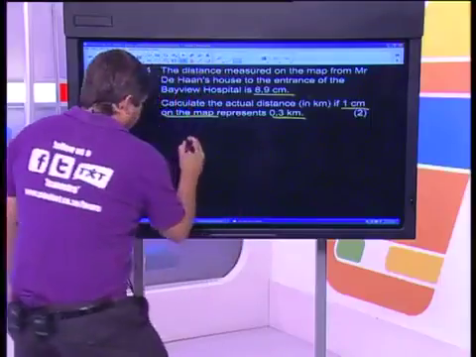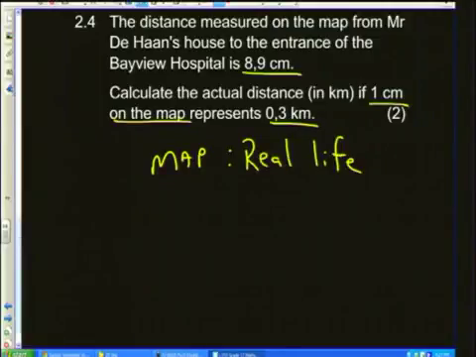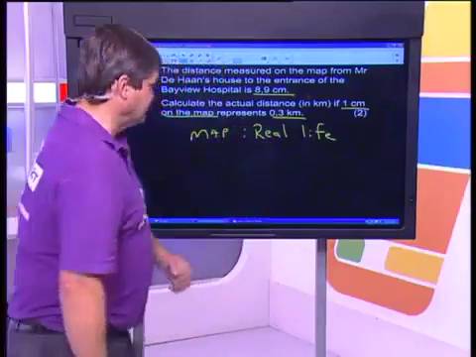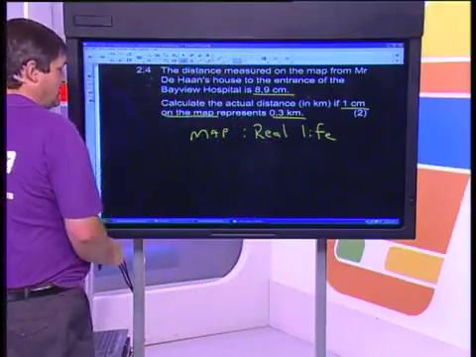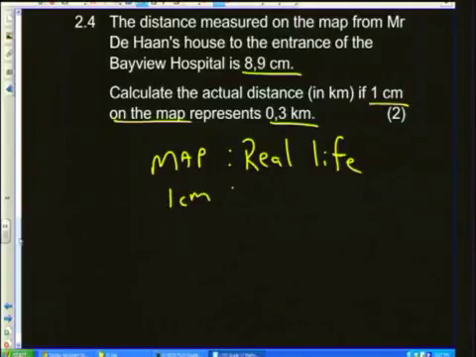So I'm going to say this, map, real life. And I get so annoyed with my students when they don't do this. In fact, I get very irritated. My grade 10s, if they don't do this, I take a mark off, because they've got to get into the habit of doing this. Okay, so we know that 1 centimeter on the map represents 0,3 kilometers in real life.